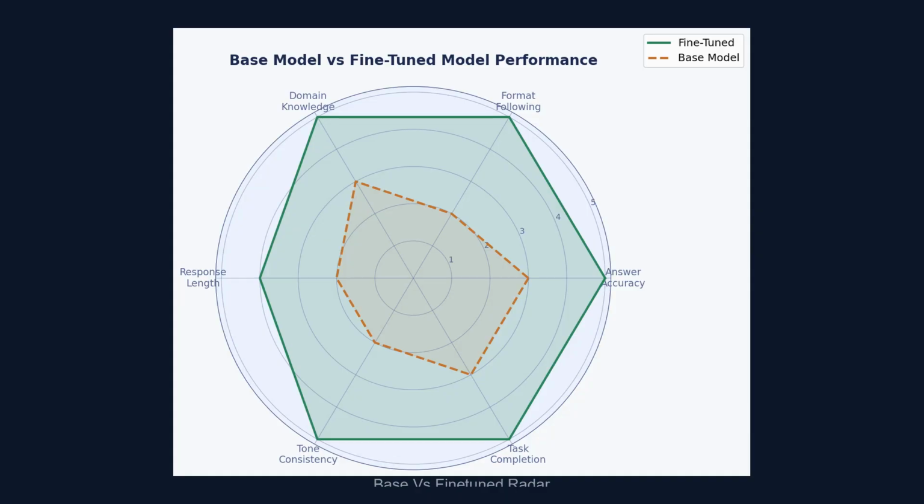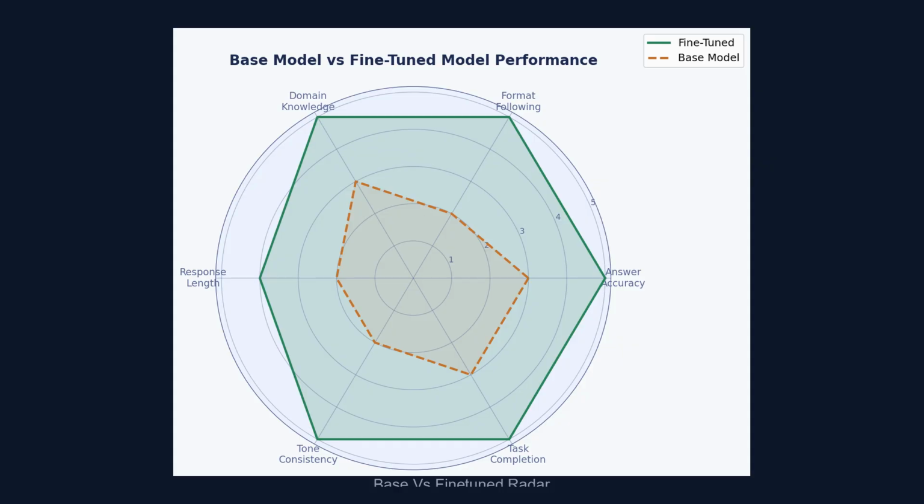A radar chart like this one makes the comparison between base and fine-tuned models immediately intuitive. Each axis represents a different capability: domain knowledge, answer accuracy, tone consistency, task completion, and others. The fine-tuned model's polygon, shown in green, extends further out on most axes than the base model in orange. That visual gap is the concrete return on your training investment.